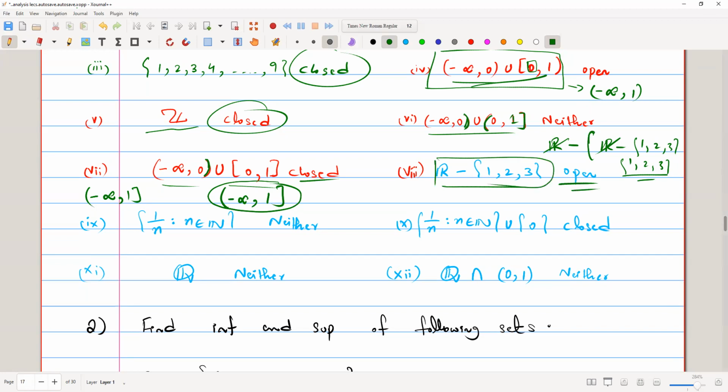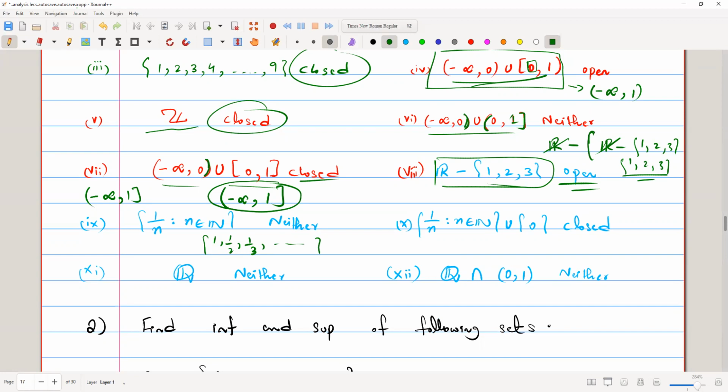And again, for 1 over n such that n belongs to natural numbers, this set is like 1, 1 over 2, 1 over 3, and so on. And we can see that this set is neither open nor closed, because for openness, we should have a neighborhood of every point in the set, but it's not the case, because if we take a neighborhood around these points, for instance 1 over 2 or 1 over 3, we cannot get an epsilon neighborhood.